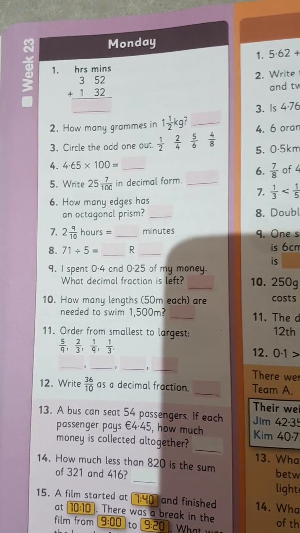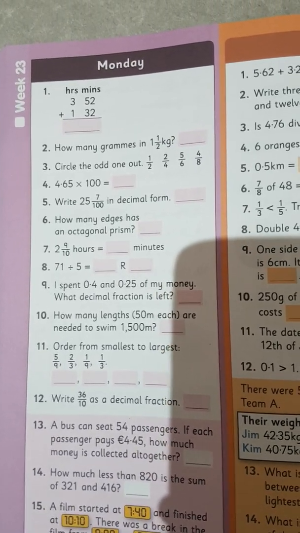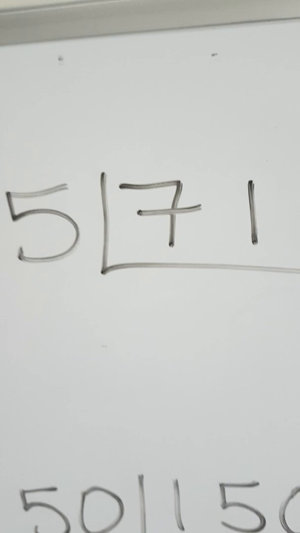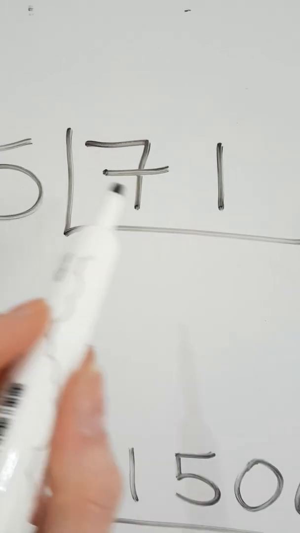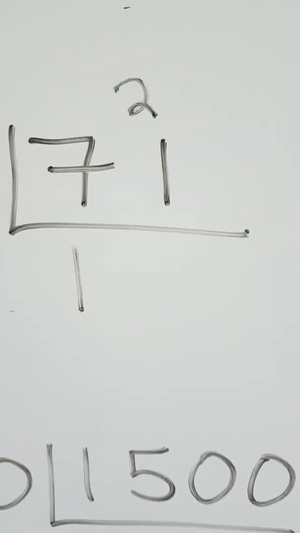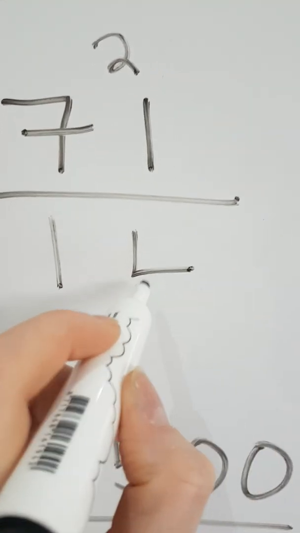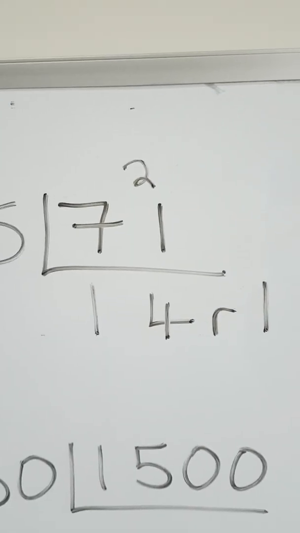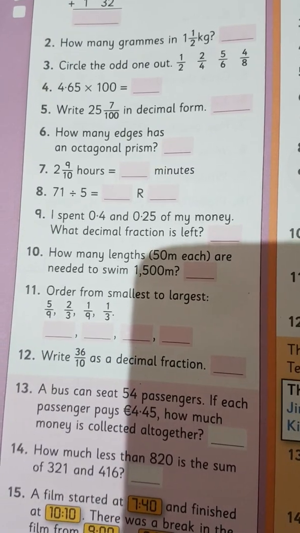Question 8. 71 divided by 5 equals something, remainder, something. So let's divide it in. So 5 into 7 goes once, 2 left over. 5 into 21 goes 4 times, and then 1 left over. So 14, remainder 1.